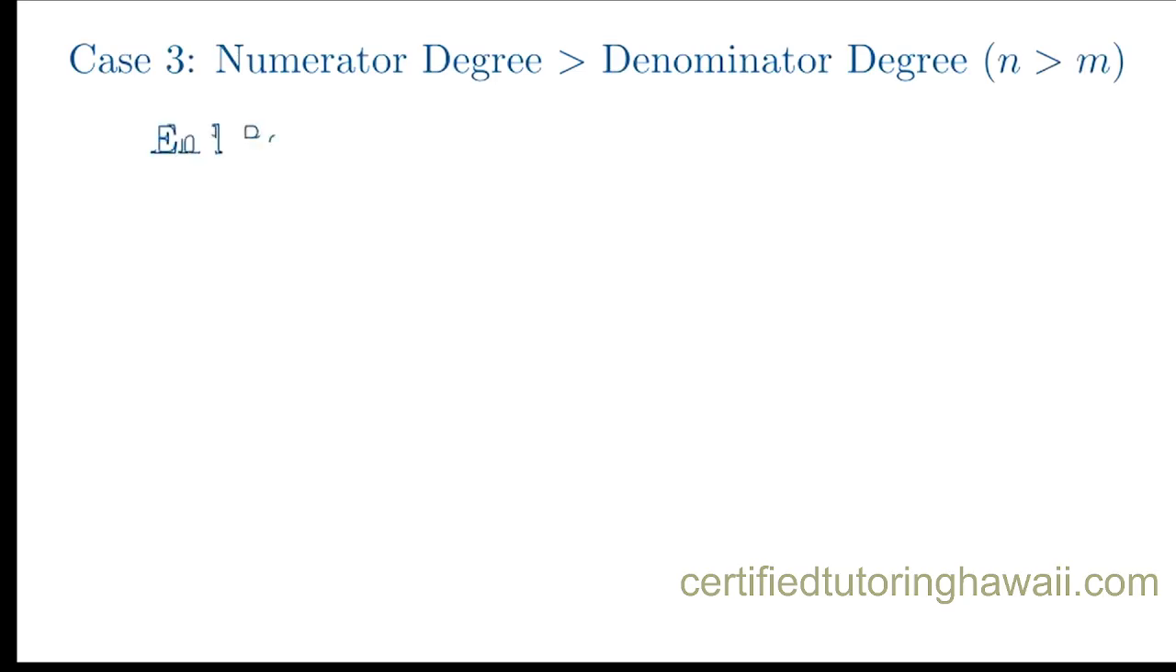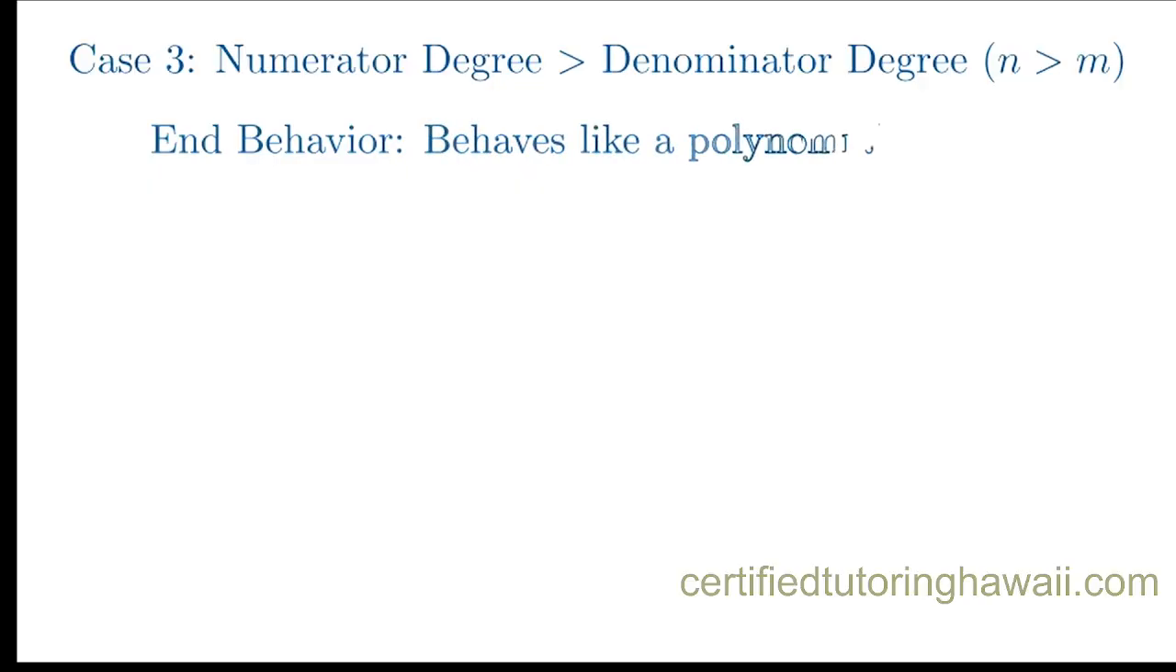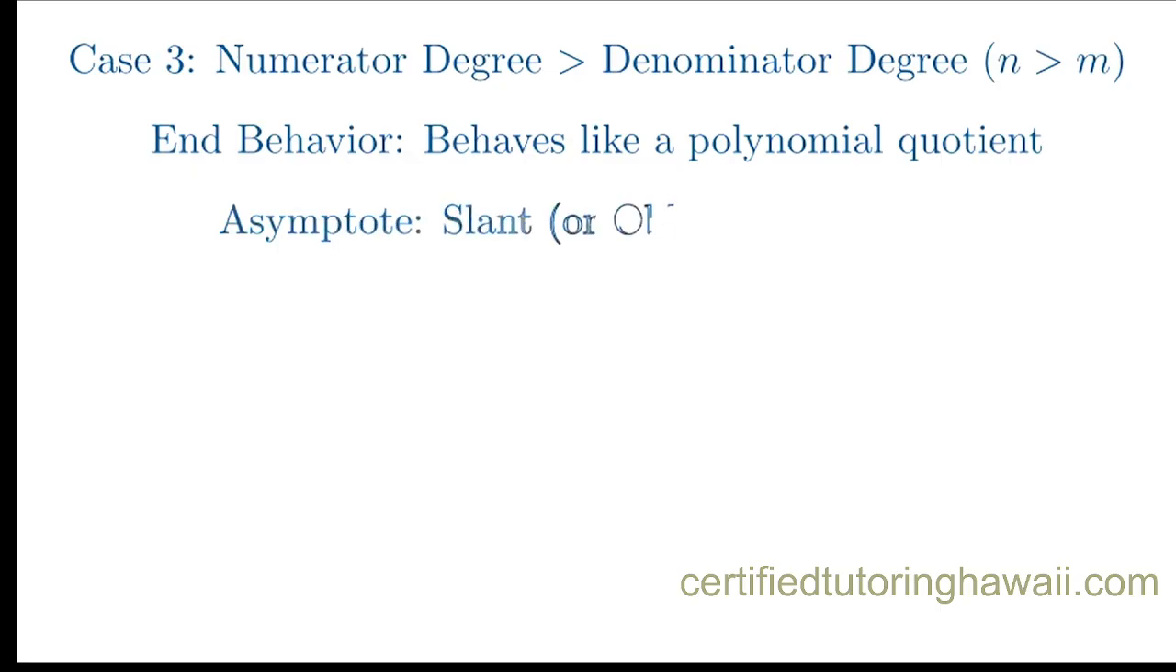The end behavior of the rational function will mimic the end behavior of the polynomial you would get if you performed polynomial long division. This is often called the polynomial quotient. This might result in a different type of asymptote. If the degree of the numerator is exactly 1 greater than the degree of the denominator, you will get a slant or oblique asymptote. This means that the end behavior of the function is the same as that of a line. We can find the equation of this line by performing polynomial long division.